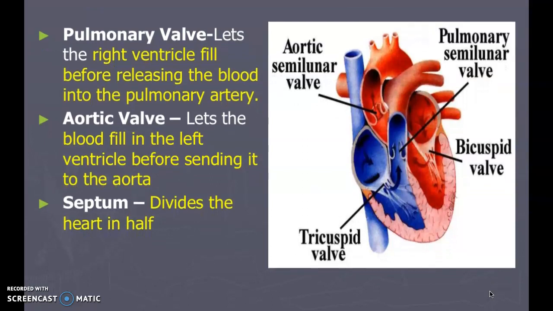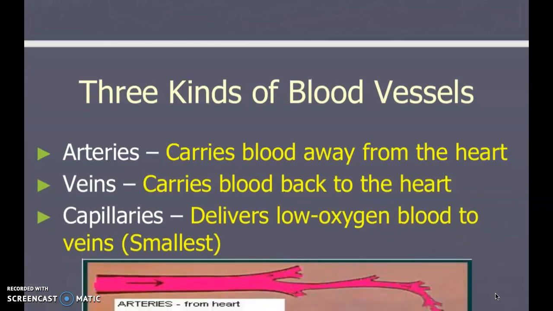And the pulmonary valve is going to be located in the pulmonary artery, and that lets the right ventricle fill and then release the blood into the pulmonary artery. Then the aortic valve is going to be found in the aorta and ensure that the blood is always traveling from the aorta out to the rest of the body. And as we mentioned earlier, the septum just divides those two halves of the heart.